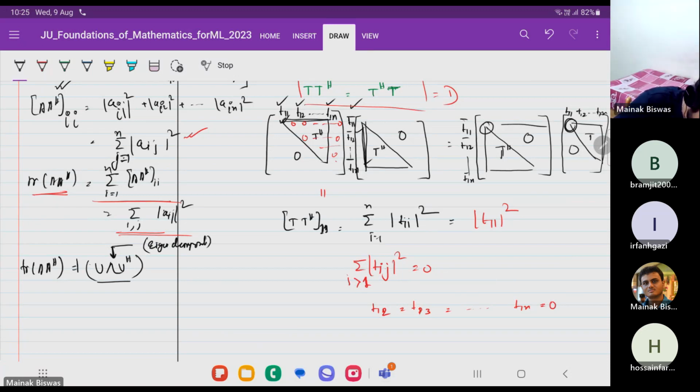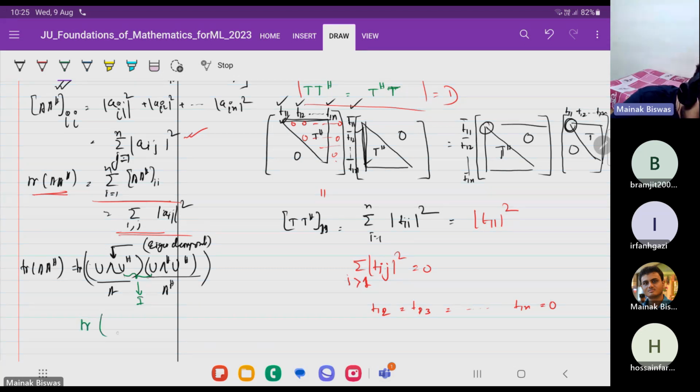Then the trace of U lambda Hermitian U Hermitian. Yes or no? This is what you told. This is A. This is A Hermitian. Any doubt? So what is U Hermitian U? It is equal to I, right?